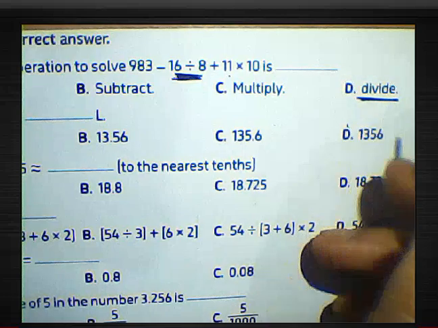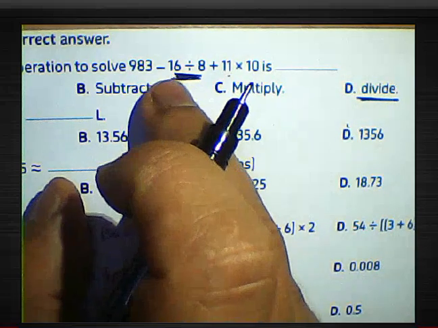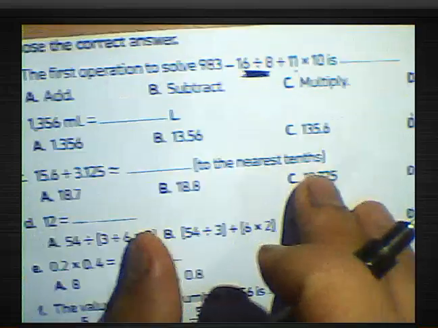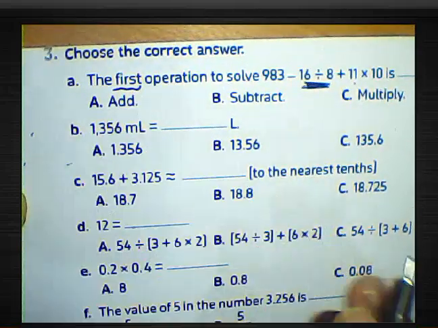We can find the division of 16 and 8. 16 divided by 8 equals. We only ask here about the first operation.